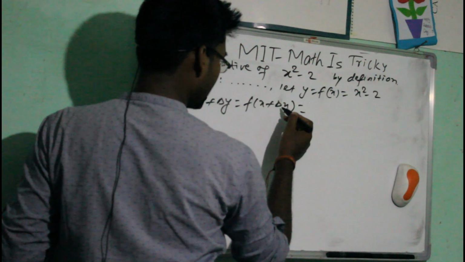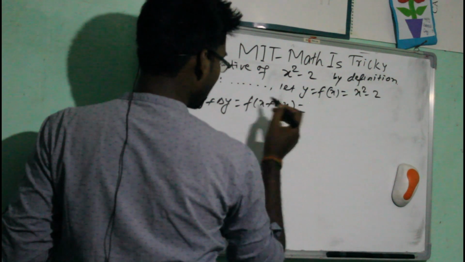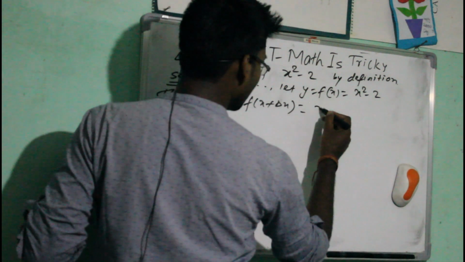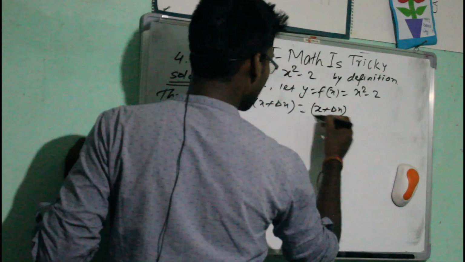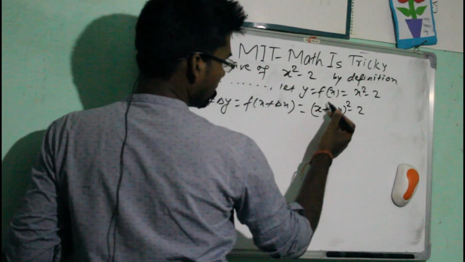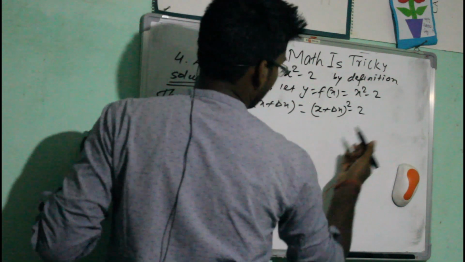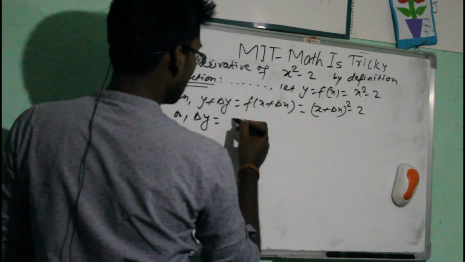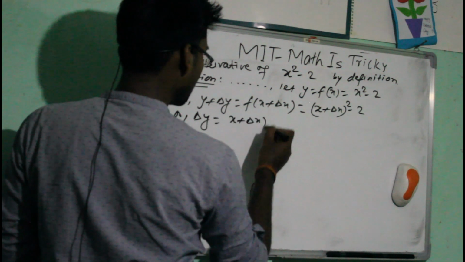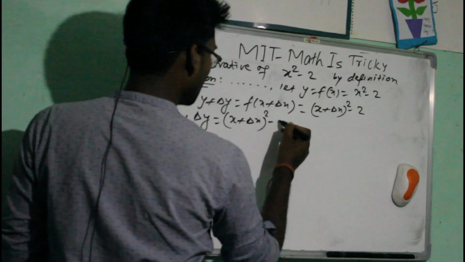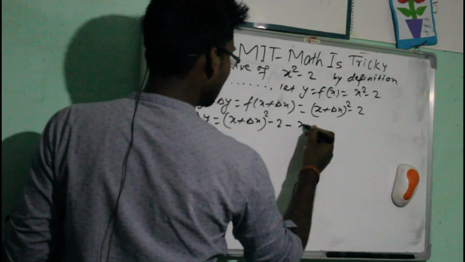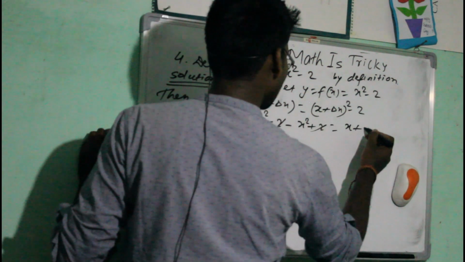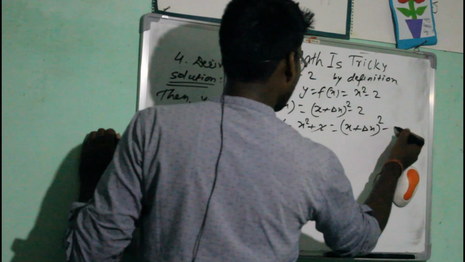Now f of x plus delta x means simply replace x by x plus delta x in the given function. So that means x plus delta x whole square minus 2. So what we are getting here, delta y equals x plus delta x whole square minus 2 minus y, which is simply x square, and minus minus will be plus 2. This cancels, so we get x plus delta x whole square minus x square.